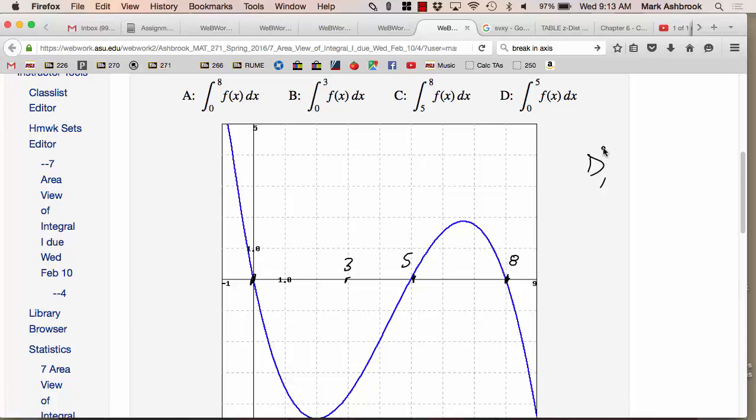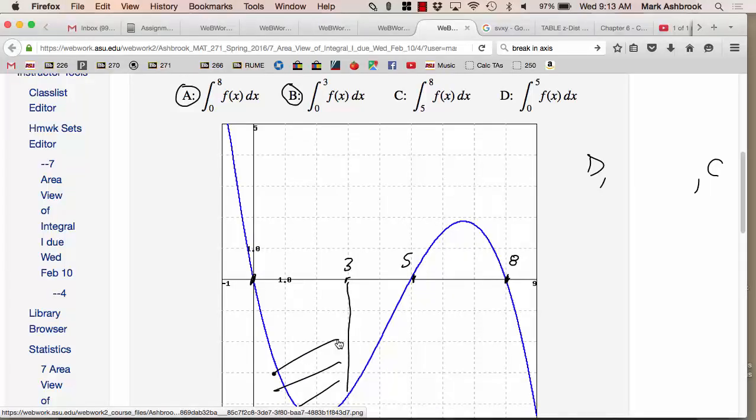Okay? What will be the greatest? 5 to 8 is all positive values of the function, so that will be the greatest area because it will be positive. So it looks like C will be the greatest. Now we just have to figure out which of A and B is greater. 0 to 8 or 0 to 3? Which one's less or which one's greater? 0 to 3 would be the opposite of all this area.